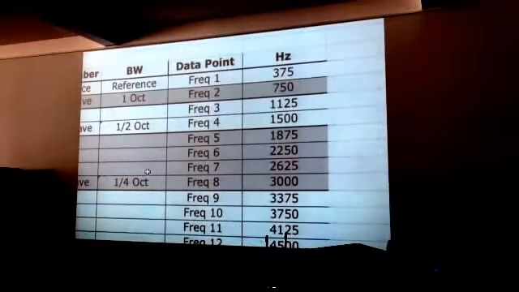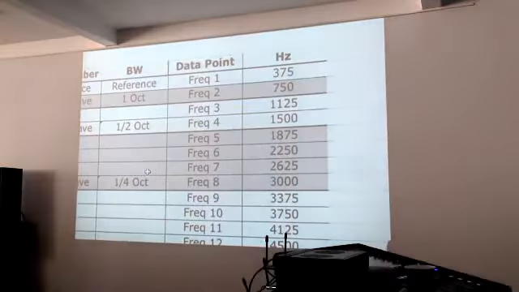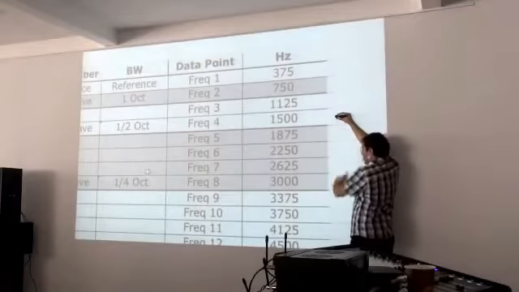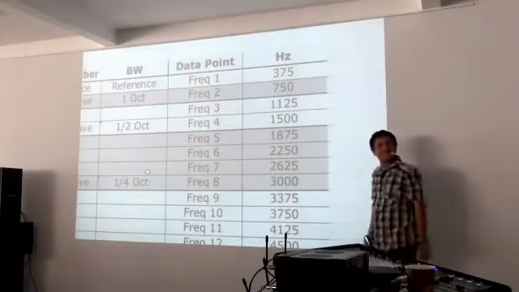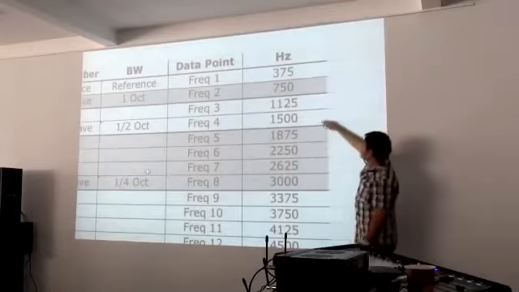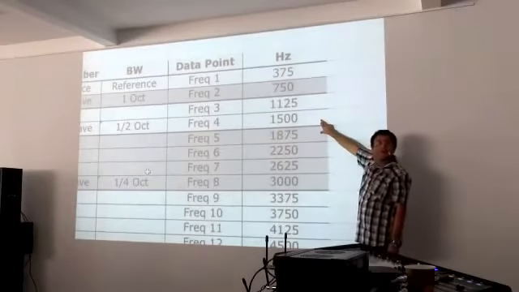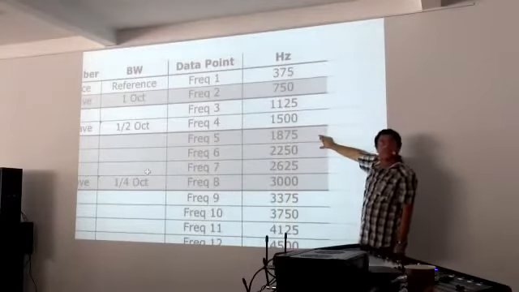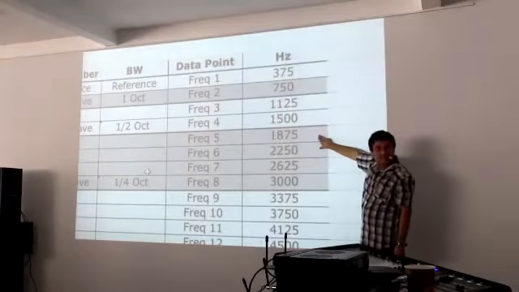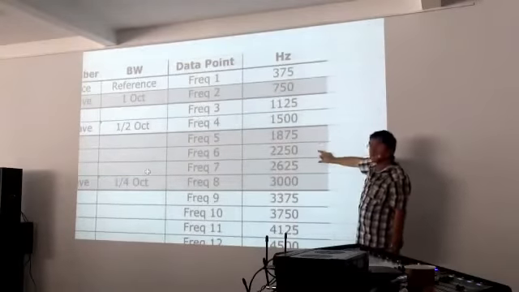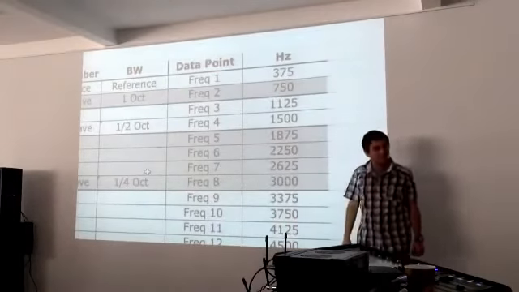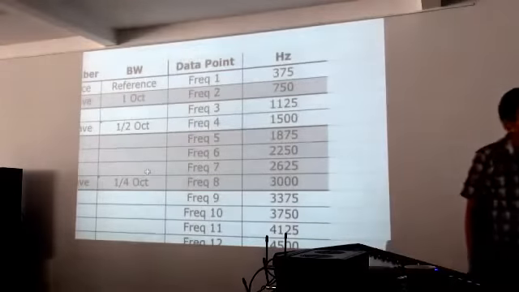half an octave. And between the fourth frequency and the eighth frequency is 1 octave. So between the fourth and fifth is 1/4 of an octave. And between the fifth and sixth is 1/4 of an octave. And between the sixth and seventh is 1/4 octave, and between the seventh and eighth is 1/4 octave.